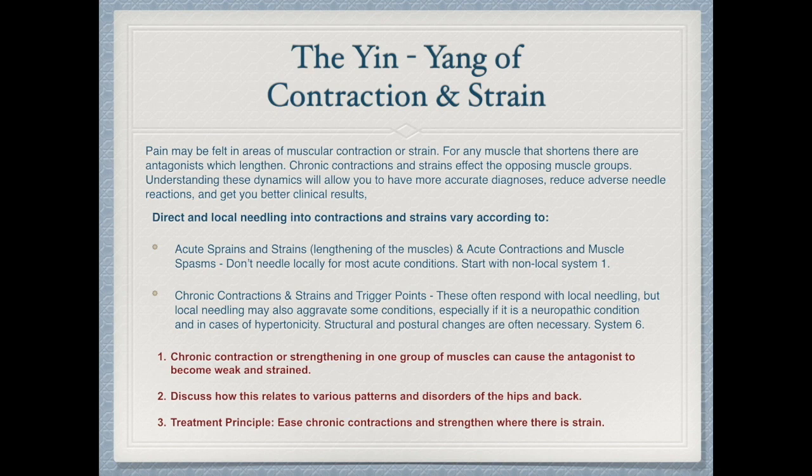Now, we can say the same with acute contractions and muscle spasms as well. And I suggest that you don't needle locally for most acute conditions, and that it's best to start with a non-local system 1. So system 1 refers to the relationship between the meridians based on their traditional names, and this really has a lot to do with the anatomy of the meridians as well.